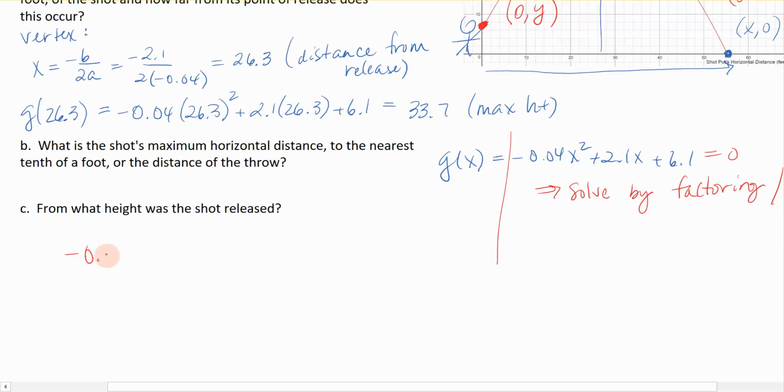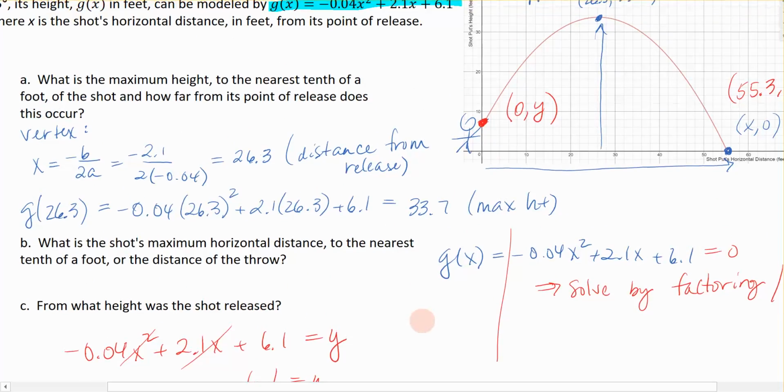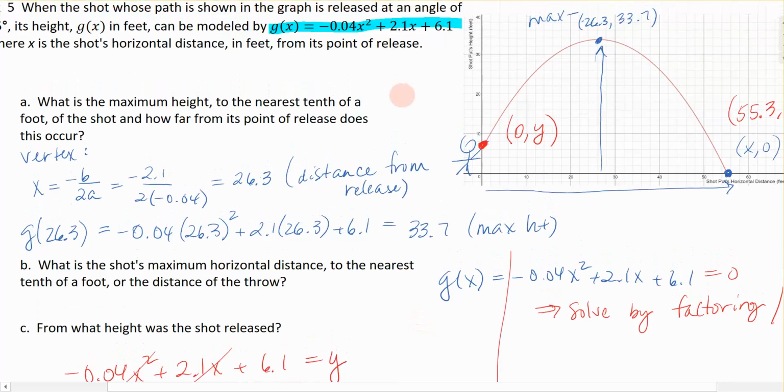So if I have negative 0.04x squared plus 2.1x plus 6.1 is equal to y, and if I let x be 0, then these terms are going to go away, which means that the height at which the shot was released is 6.1 feet. So that's how we can use not only our calculator but the function that was given to us to be able to find the vertex, the max, as well as these other points that were asked for in the problem.